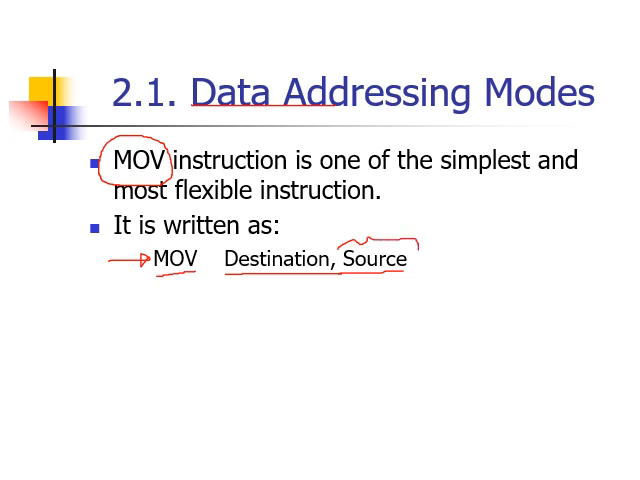We place the source from which we get the data to the right of the comma and the destination, the place where we store data in. We take the data from the source to the destination. So the source location is written to the right of the comma, and the destination location is written to the left of the comma. And the data moves from source to destination.